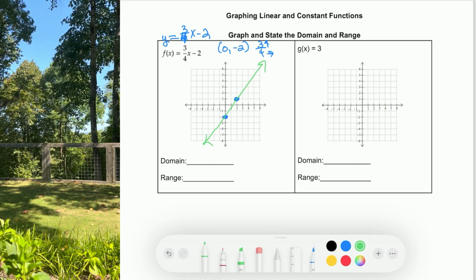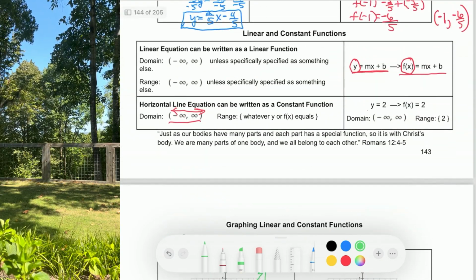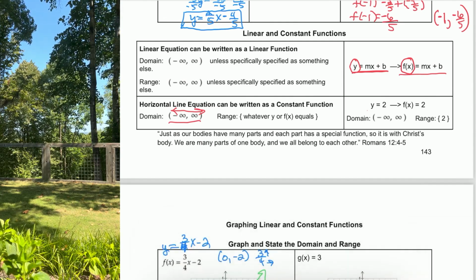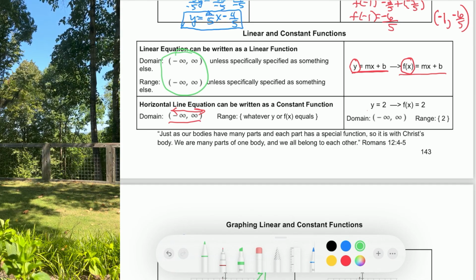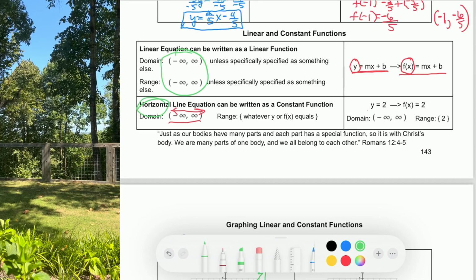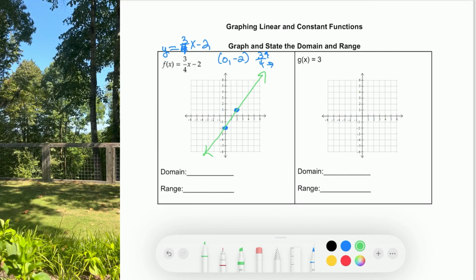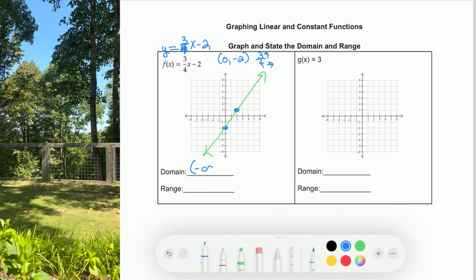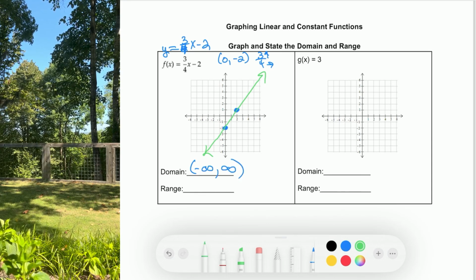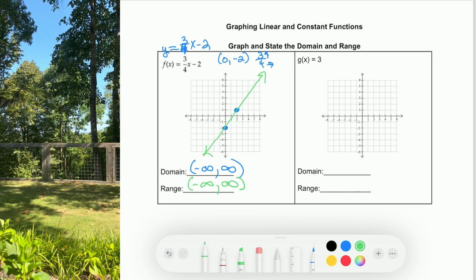But based on our graph, they want us to list our domain and our range. Well, remember what it said up here: unless specifically specified as something else, you're going to have this situation here. When is it specifically mentioned as something else? Well, a horizontal line is one way. So let's look at this. We have our domain. Does it ever stop going left or right? No. It goes infinitely, negative infinity to positive infinity. Well, what about our range? Does it ever stop going up or down? No. And this just shows you that what I mentioned earlier in our notes holds true.